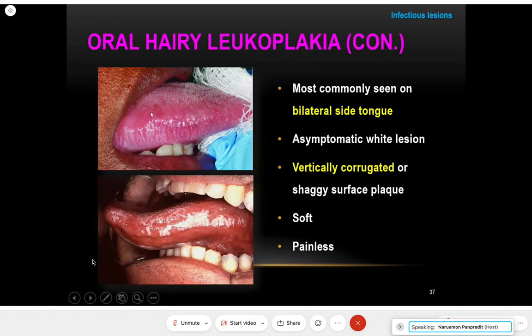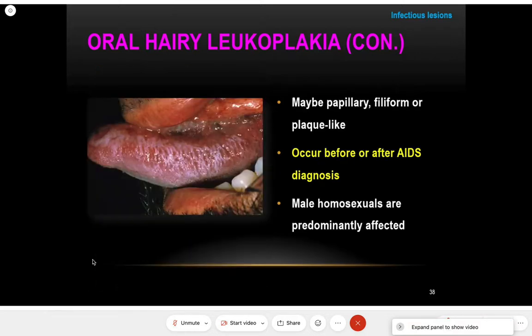Most cases classically show on the bilateral sides of the tongue. You can check both sides, left and right, and it cannot be wiped off. Sure, the patient has no pain, nothing. Maybe they don't know that their tongue has become like this. This one, vertical. See closely again, it looks like a barcode, right? Vertical, packed very closely. You can try to wipe, it cannot be wiped.